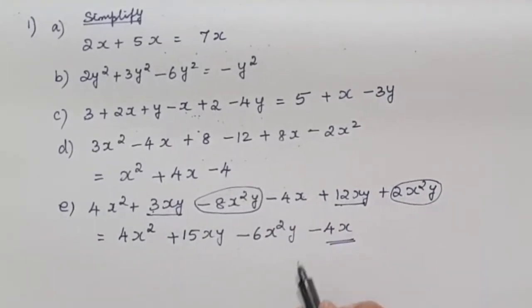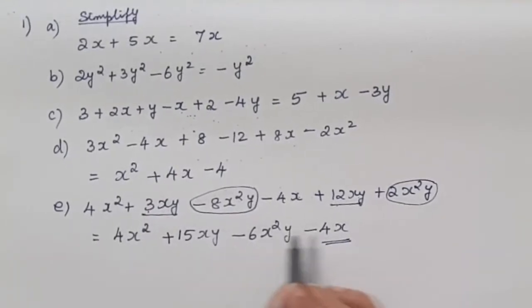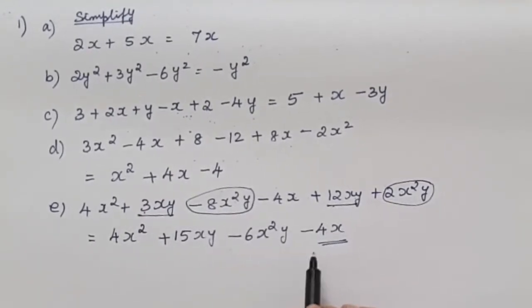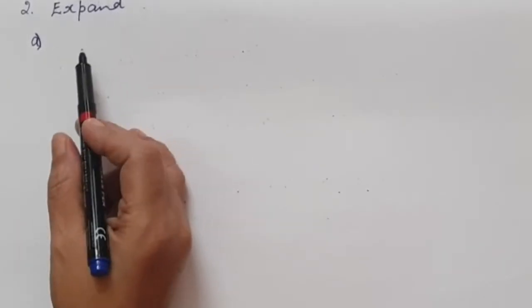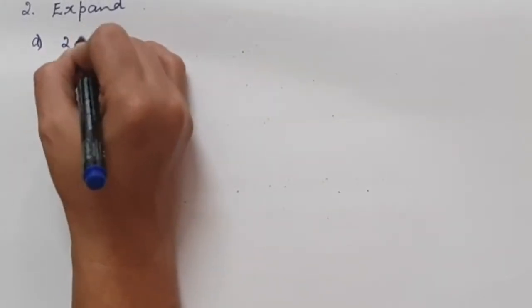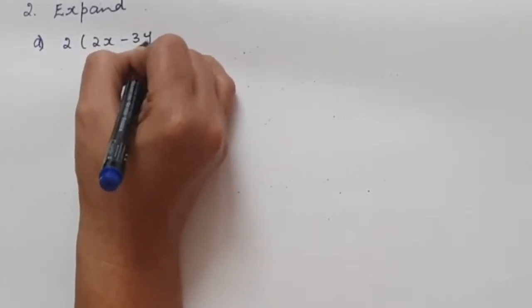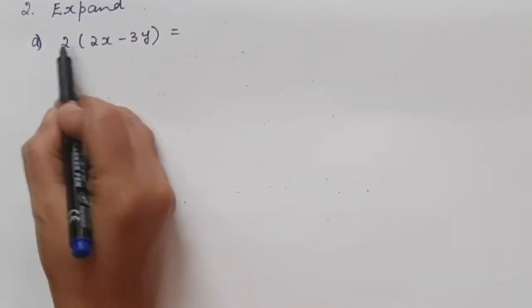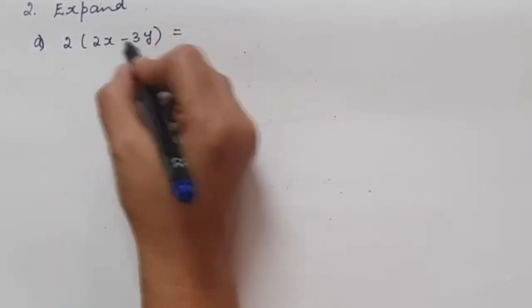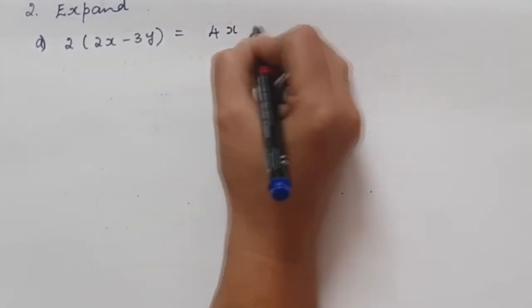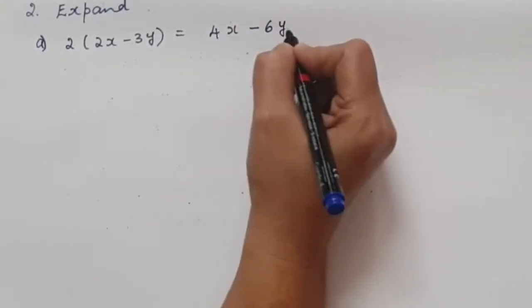So from these questions, we see that only the like terms can be added and subtracted. Unlike terms, you just write as it is. Now the second question, expand. A part, 2 into 2x minus 3y. That means this 2 has to be multiplied with 2x, and 2 has to be multiplied with 3y. 2 into 2x is 4x. 2 into 3y is 6y.